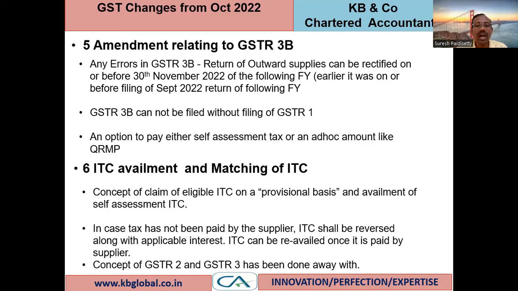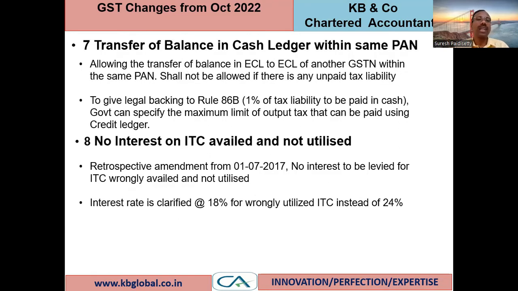Concept of GST 2 and 3, GST 3 has been done away with. Earlier, they planned that GST 2 and 3B would be filed. Whatever we are doing now, 3B and 2B, are all provisional returns. That is what was mentioned earlier. Now, the concept of GST 2 and 3 has been done away with. Coming to the next point, transfer of balance in cash ledger within the same PAN. Now they have given an option to allow the transfer of balance in the electronic cash ledger to the electronic credit ledger of another GSTN within the same PAN.